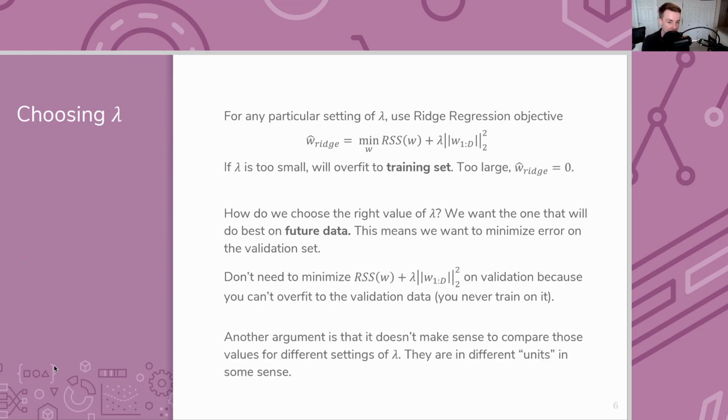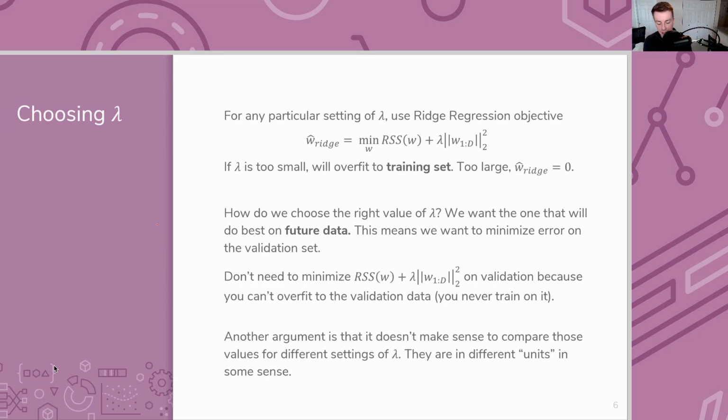Another interpretation of this is that it doesn't really make sense to compare this RSS plus lambda times coefficient magnitudes for different settings of lambda, like lambda being 0.01 versus lambda being 2 million. Because in this sense, this kind of quality metric is in different units now. It's not just error, but it's error plus this lambda times stuff. So generally, it doesn't make sense to compare those qualities across different models, but it does make sense to compare the validation error. That's the same unit across all choices of lambda.